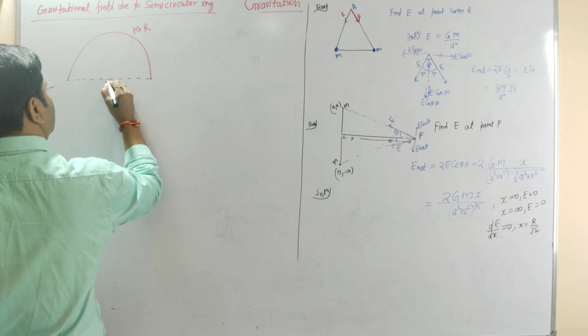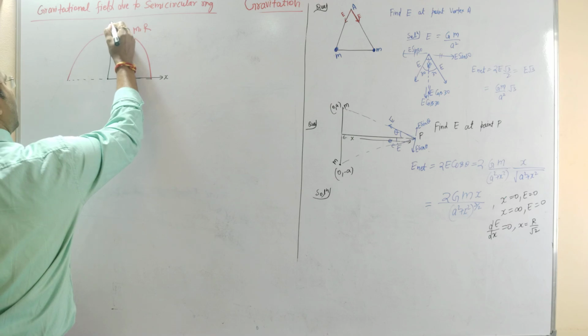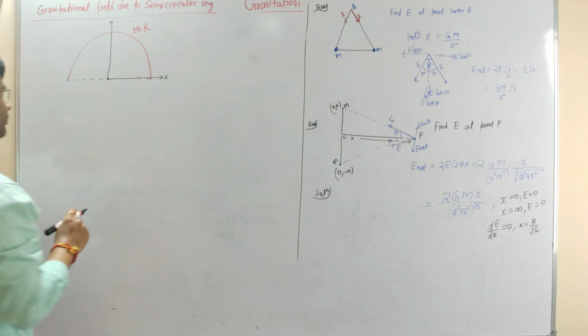So this is the point. Let's take this as x and this as y. We have to find out the gravitational field at this point.